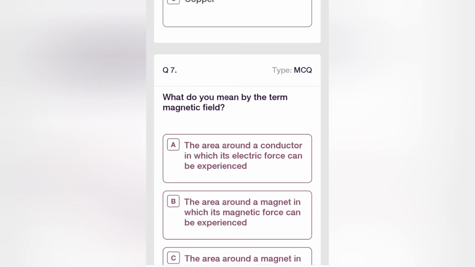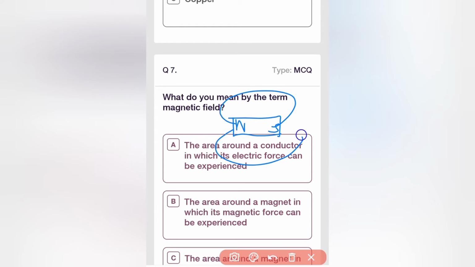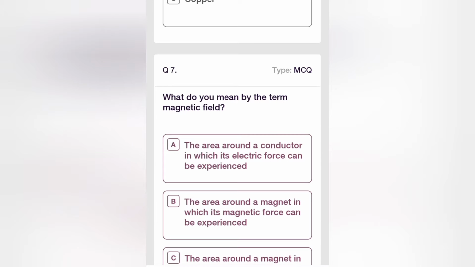What do you mean by the term magnetic field? Magnetic field means the area around the magnet where the magnetic force is felt. The area around the magnet where its influence is felt. Shall we see the options?